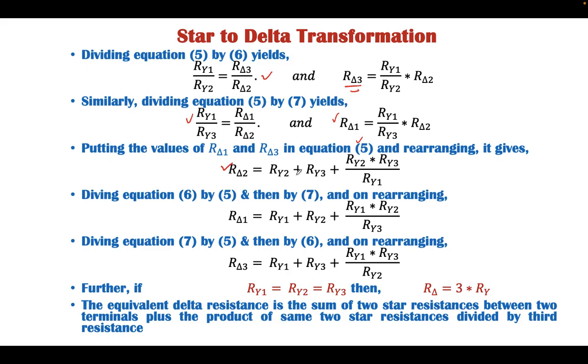R delta 2 will be equal to, on rearranging these equations, R star 2 plus R star 3 plus R star 2 into R star 3 divided by R star 1. Similarly, when rearranging, dividing and multiplying equations 5, 6 and 7 for delta 1, R delta 1 will be equal to R star 1 plus R star 2 plus R star 1 into R star 2 divided by R star 3. And similarly R delta 3 will be equal to R star 1 plus R star 3 plus R star 1 into R star 3 divided by R star 2.